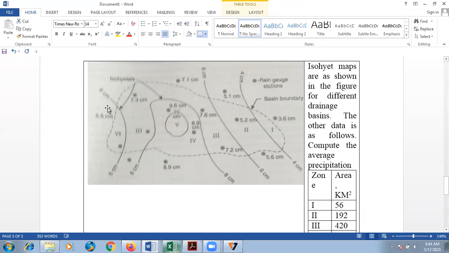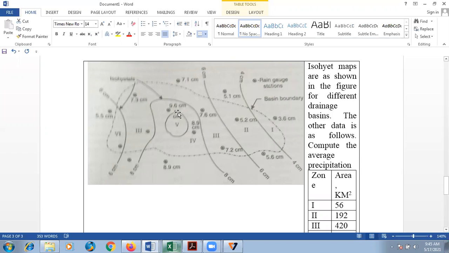So here also we have all isohyets drawn. 6 centimeter isohyet, 8 centimeter isohyet, 6, 4. Likewise, we have all isohyets drawn based on the rainfall values recorded at various rain gauge stations. And between two isohyets, zones are formed. So here, below 6 centimeter isohyet, you have zone 6. And between 6 and 8, you have zone 3.